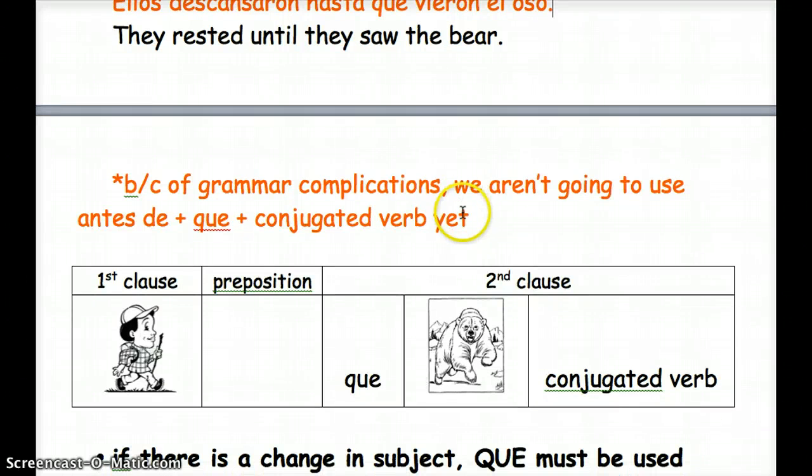And chicos, one thing about the prepositions, because of grammar complications, we aren't going to use antes de plus que plus a conjugated verb yet. It will require you to use a verb tense that you're not going to learn until Spanish 4. So for right now, you may use antes de when followed by an infinitive, but please don't use it with que in a conjugated verb yet.